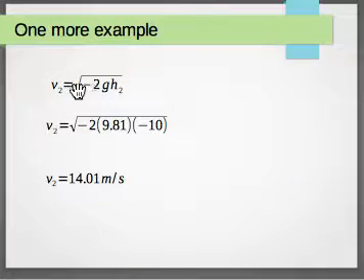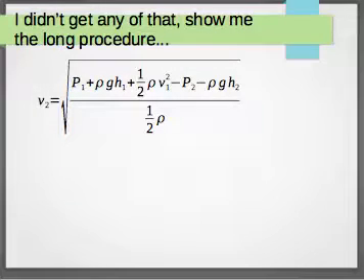All we have to do is just plug in 9.81 into the g, plug in -10 into the height. We multiply all of this, get the square root, and we get 14.01 meters per second. That's it. That's the solution. But if you say, teacher, I didn't get any of that, show me the long procedure. You know what? Let's do that.